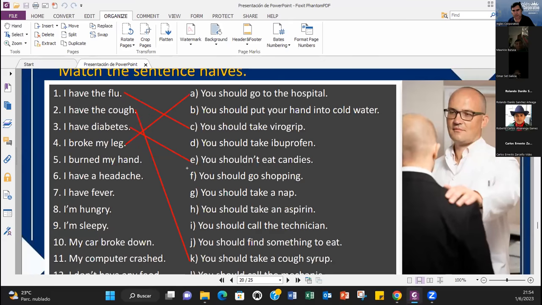I pull my hand. Ah, maybe that one would be you should go to the hospital. Which one? The number five. You should put your hand into cold water. Yes, letter B. Okay. Letter B. You remember the Beatles. Let it be.